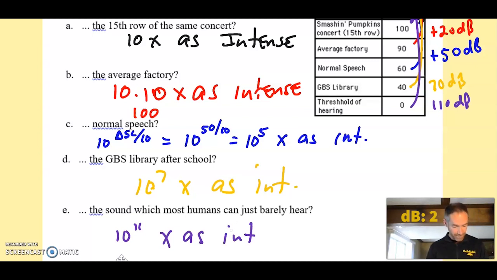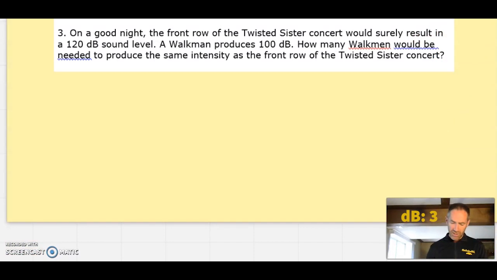Huge number. On number 3, it says, on a good night, the front row of a Twisted Sister concert would surely result in a 120 decibel sound level. A Walkman produces 100 decibels. How many Walkmen would be needed to produce the same intensity as the front row of the Twisted Sister concert? Now, here's what you've got to understand. Sound sources, Walkman or a concert, they would contribute equally to the intensity, but not equally to the intensity level.